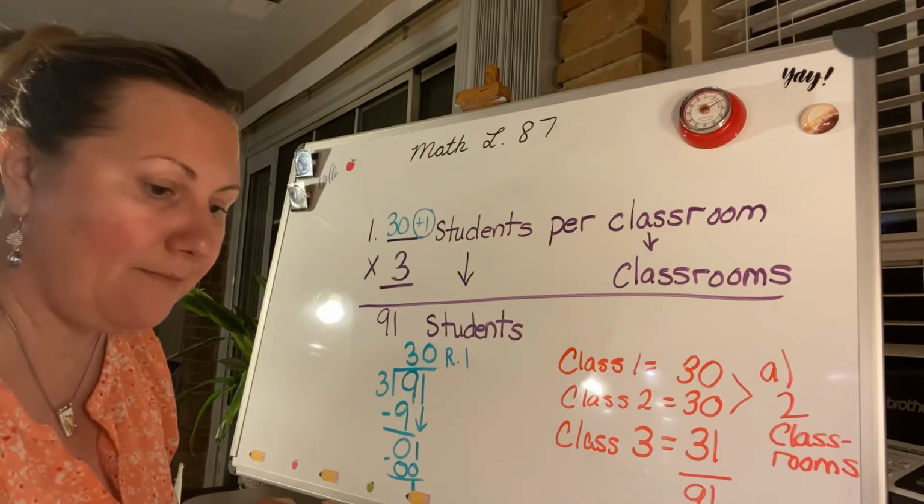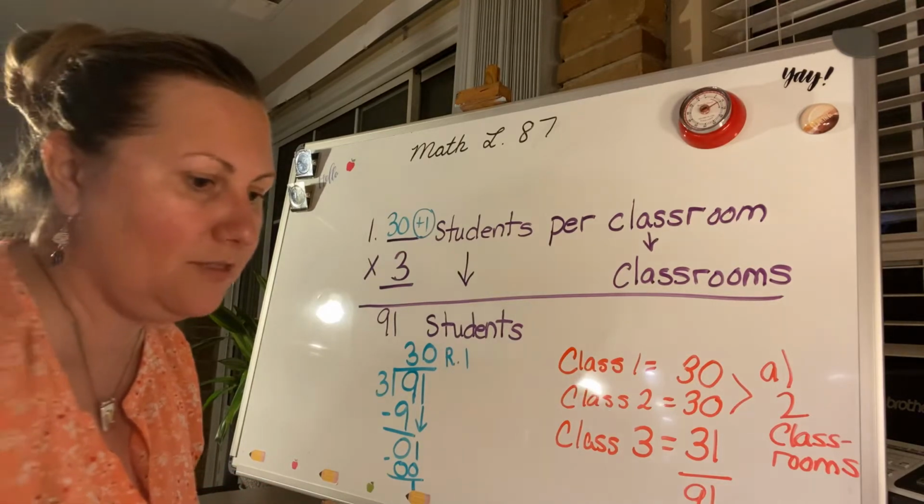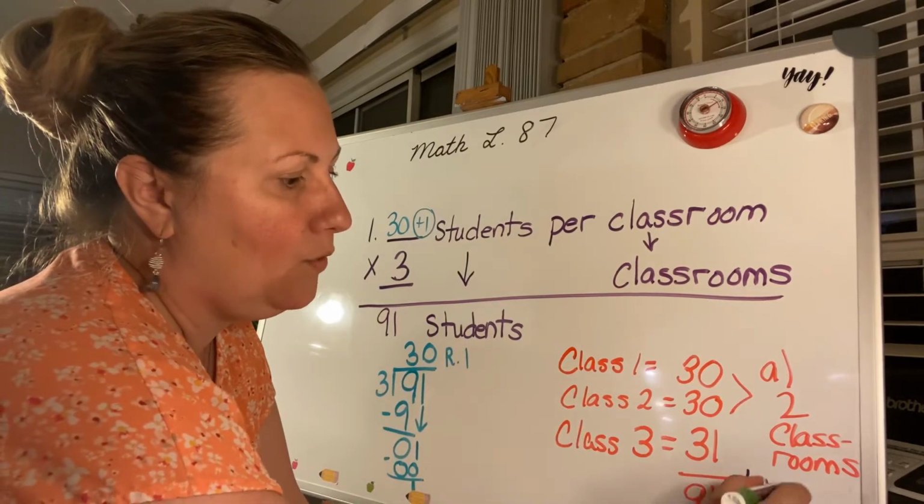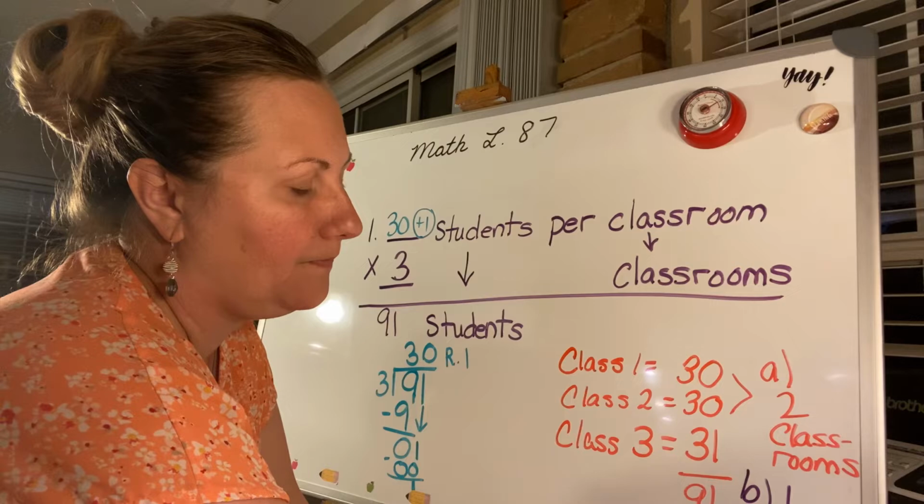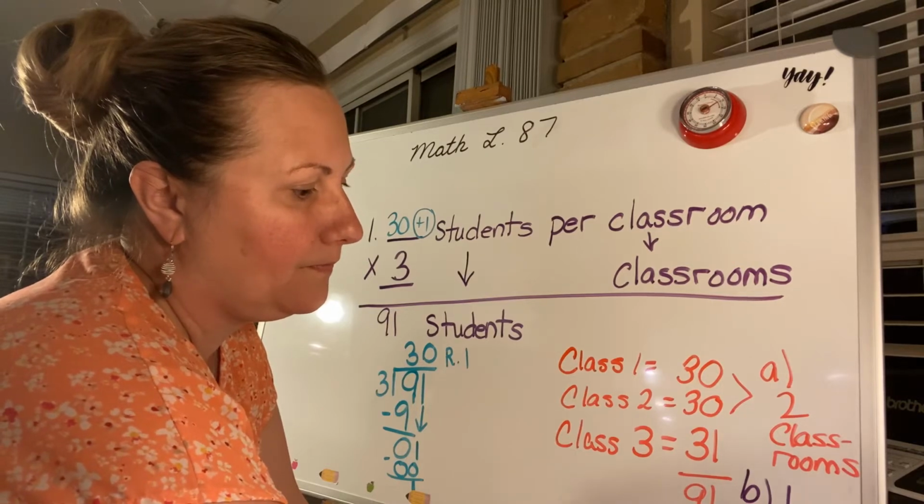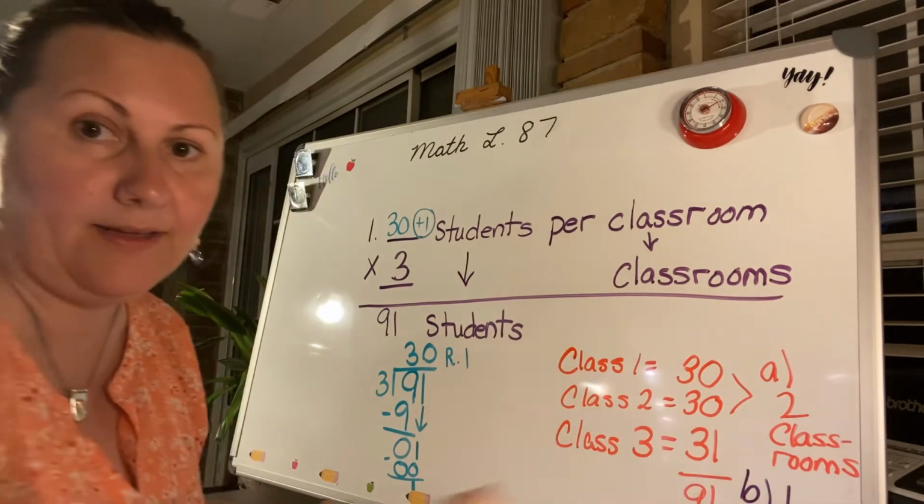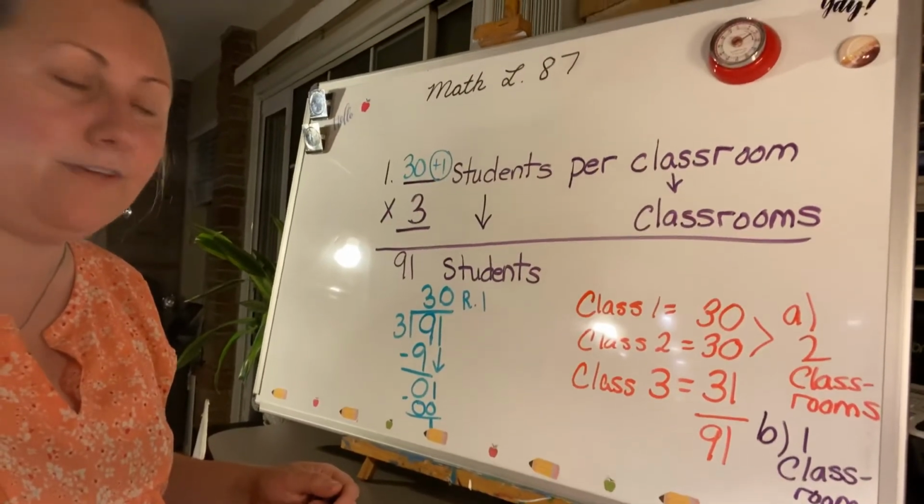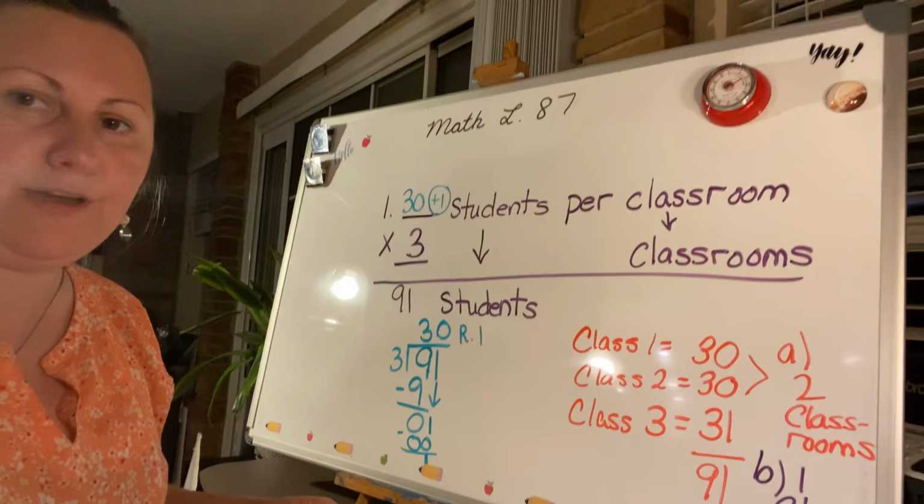And then B, how many classrooms can have 31 students? Letter B, 1 classroom. Whew. And there you go. That is everything that we need to have. 1 classroom can have 31 students.